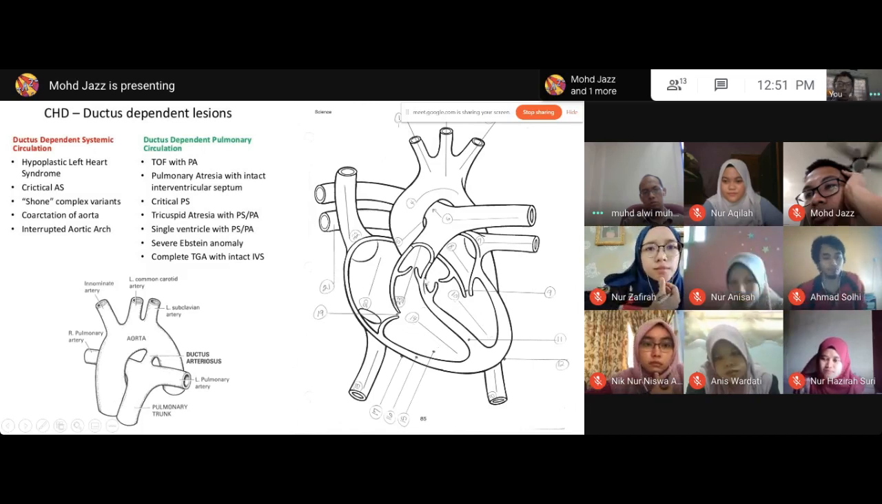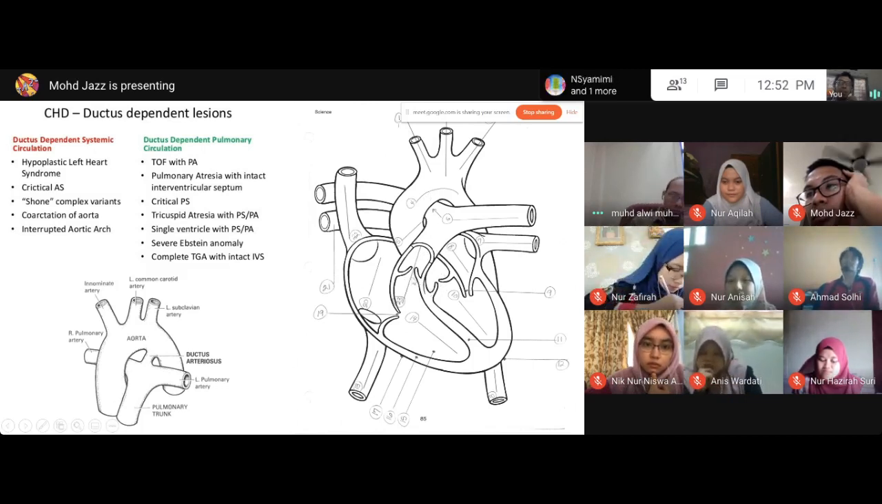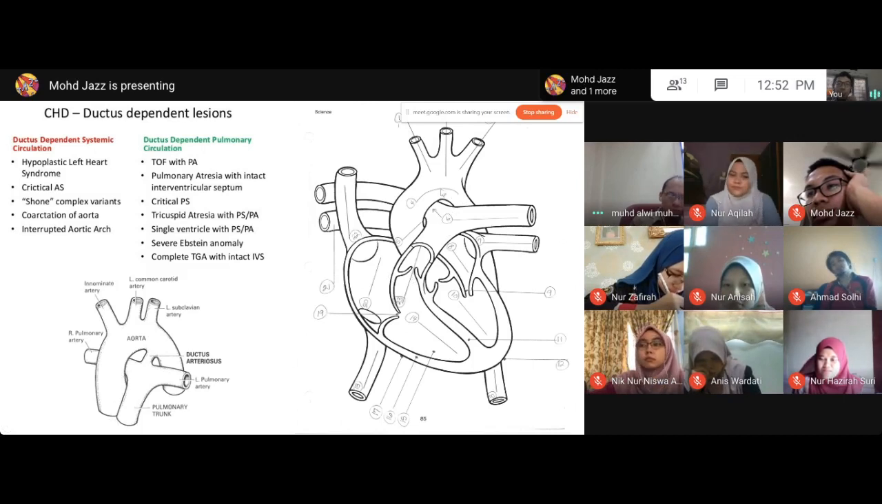However, single ventricle is very commonly associated with either pulmonary stenosis or pulmonary atresia. Hence, it is ductal dependent because it must rely on the patency of the ductus arteriosus in order to supply the pulmonary circulation. That's why it is called ductal dependent.